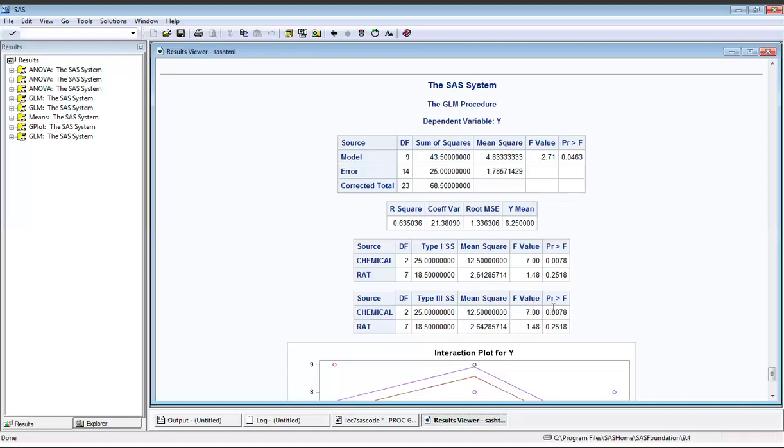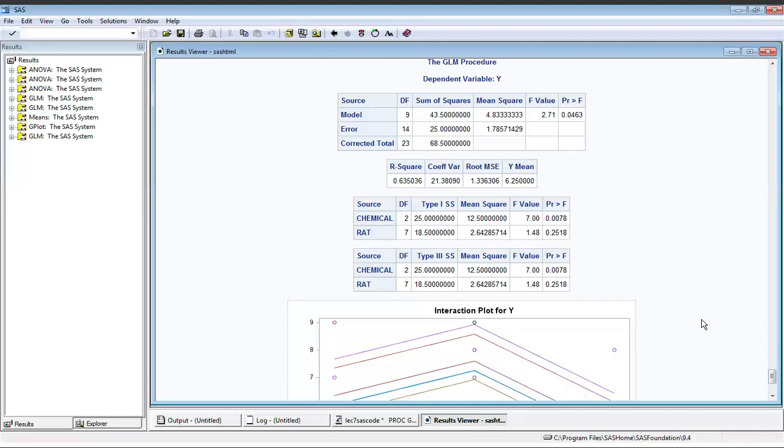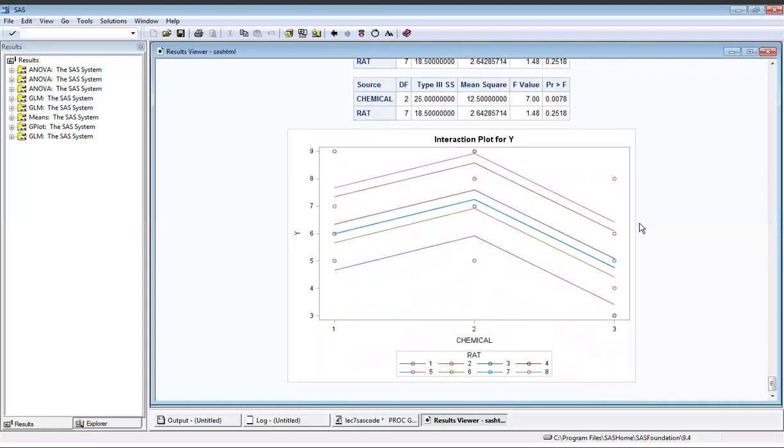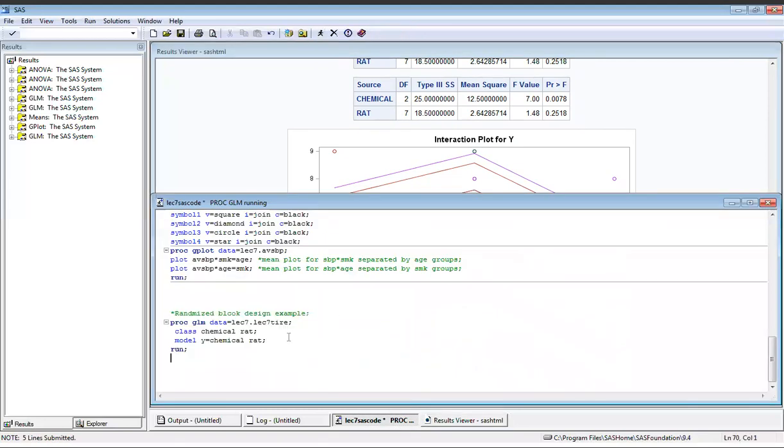So this means at the 0.05 test level we reject the null hypothesis and believe the mean toxicity levels are not equal across the 3 different chemical types. Or in other words, the chemical has a significant effect on the toxicity. All right. So that's everything for the SAS demonstration.